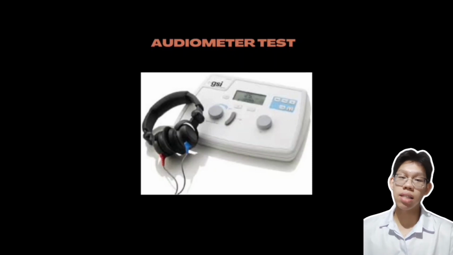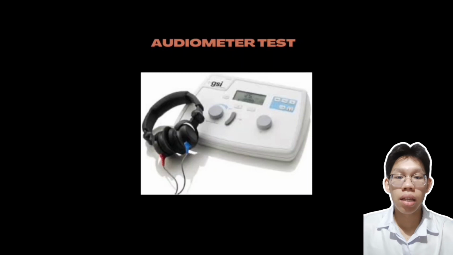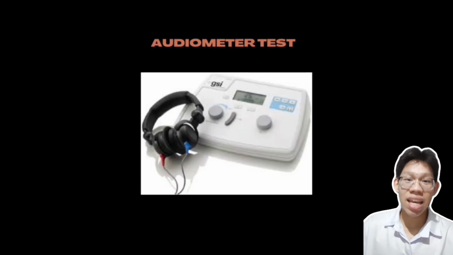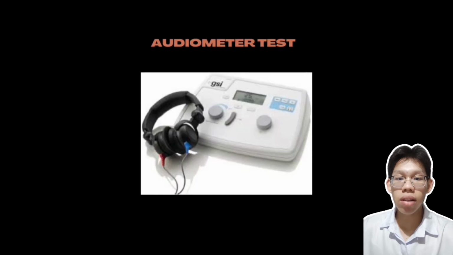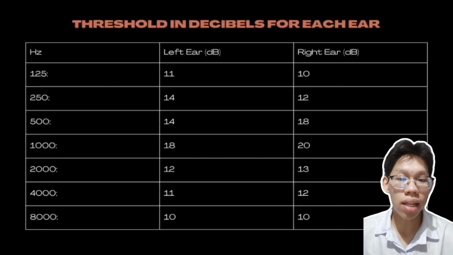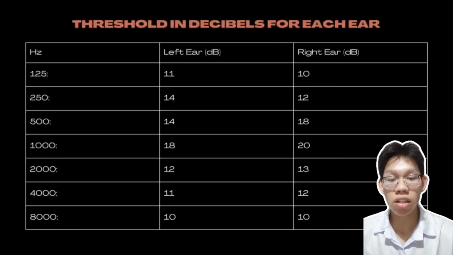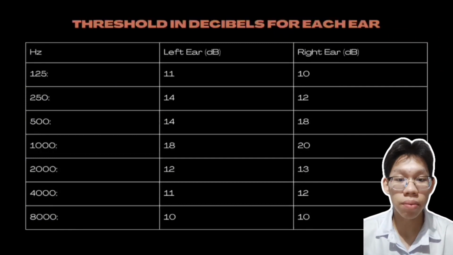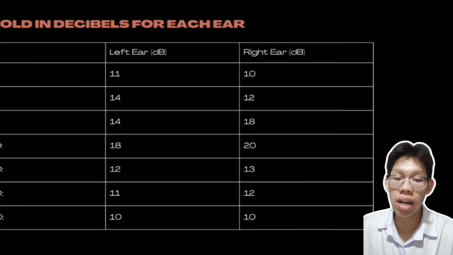The first one is the audiometer test. It utilizes an audiometer, which is this device. It records the minimum sound levels at which a tone can be heard. As we can see in our tabulated data, it is in the range of 0 to 20 decibels. This is the range for normal hearing.